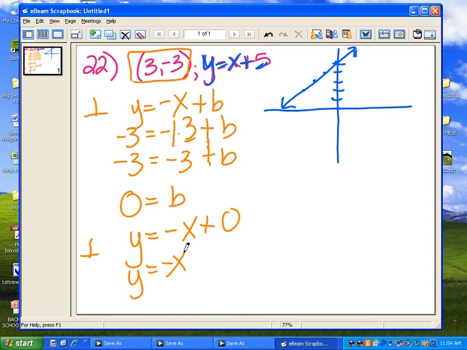So I'm going to draw it. It's passing through at 0, 0. When x is 0, y is 0. And I'm rising 1 over 1. My slope is -1, so it has to be in a negative direction. Up 1 over 1, up 1 over 1, up 1 over 1. Somewhere right around there. And there's my perpendicular line.